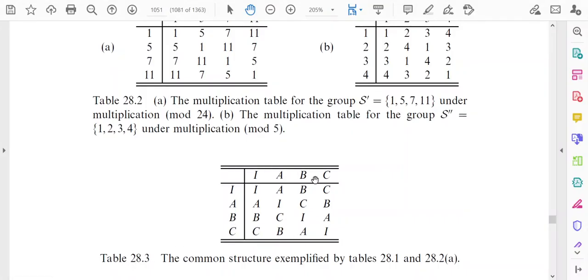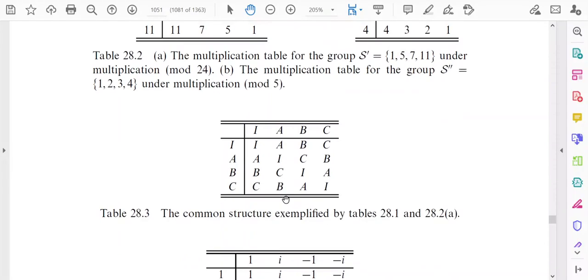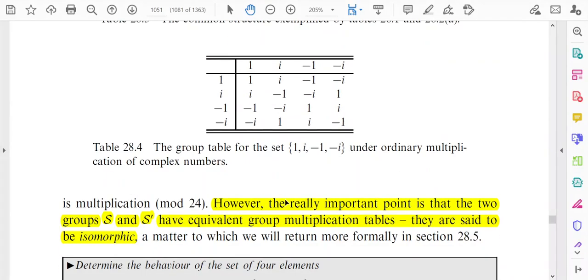So, this is the common structure of the group S and S prime when we have used a particular nomenclature, that is I, A, B, C, to represent the elements of the group. And for this common structure, we say that the group S and S prime are isomorphic to each other.